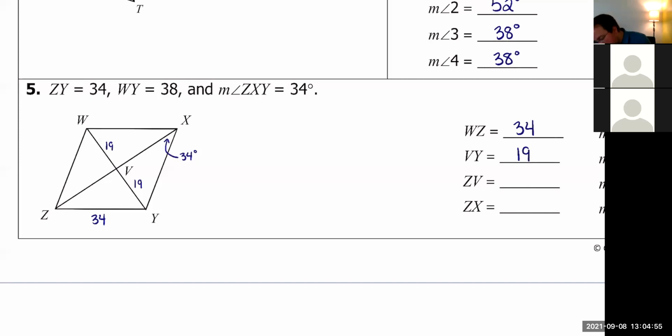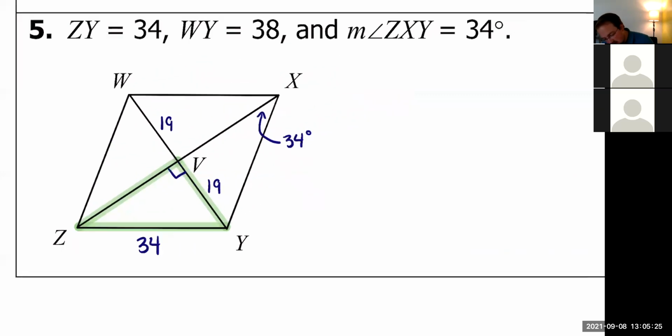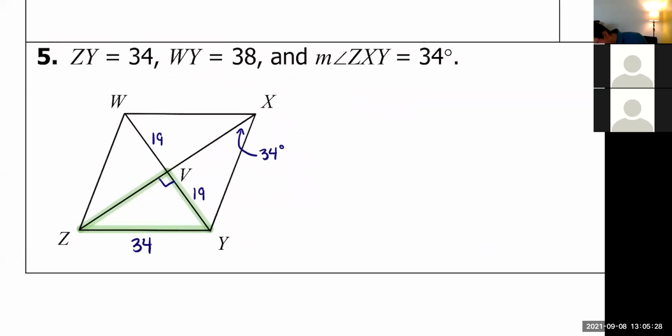Now that's where we have to be creative and say, all right, well, there's a triangle in here, because I don't know anything about the second diagonal yet. So I go in here and I realize that, because these are diagonals in a rhombus, they intersect at exactly 90 degrees. And from there, ZV is one of the legs in that right triangle, of which I know the other two sides, the second leg and the hypotenuse. So similar to what we did up above, we can use the Pythagorean theorem to help us find that measurement.